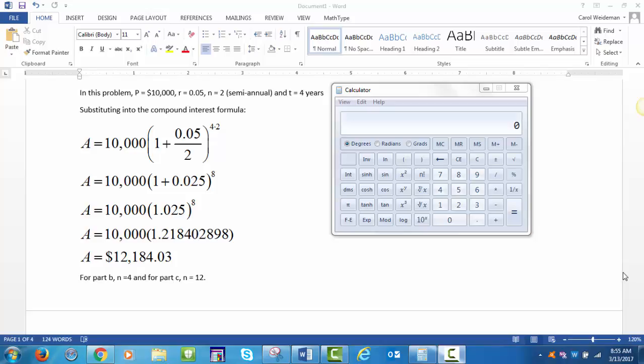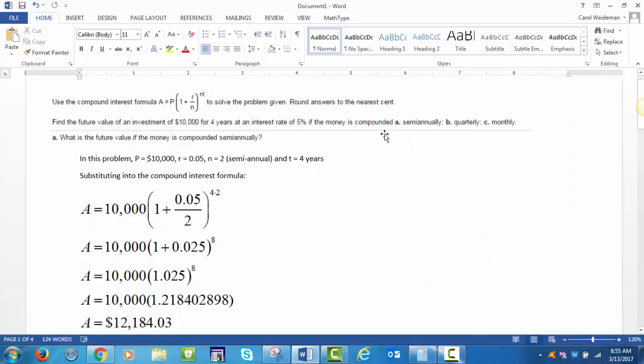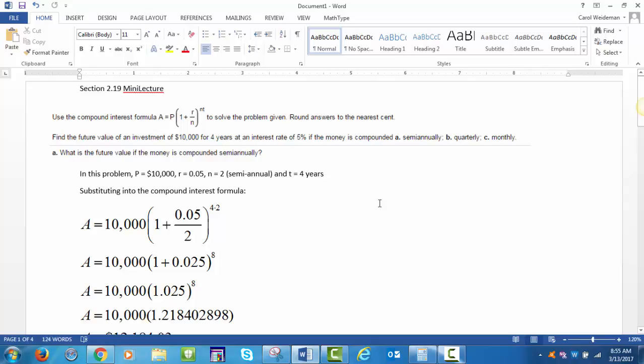In section 2.19, you're going to be using a series of formulas to do the calculations, and it's really important that you learn how to use your calculator properly in order to get the right answer. So I'm going to go over each type of problem that you have in your homework.